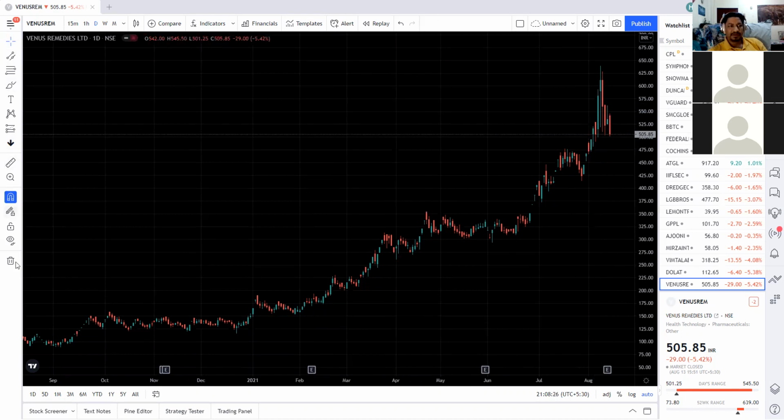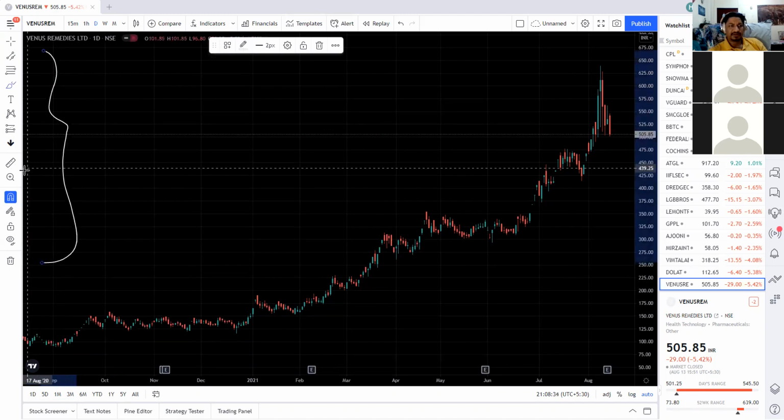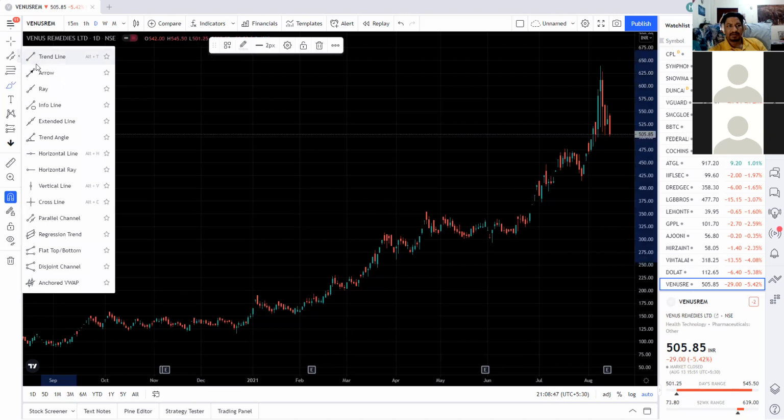On the left side of it, this bar here, you can see my tool here, this side of the chart. Let's look at what the points are. The first point, I can select cross, dot, arrow, or eraser. These four options. Second line, I can draw trend line, arrow line, rays.